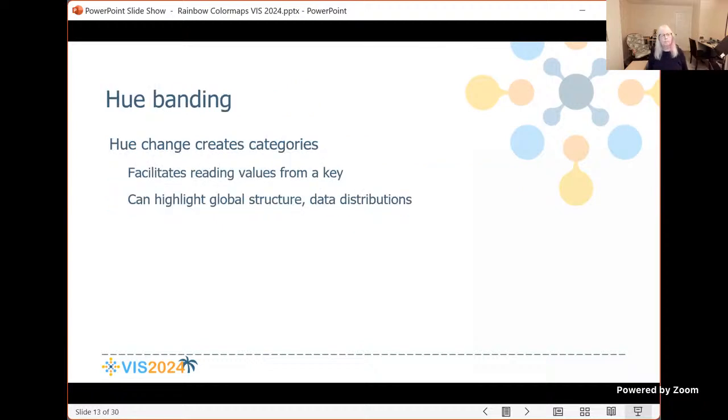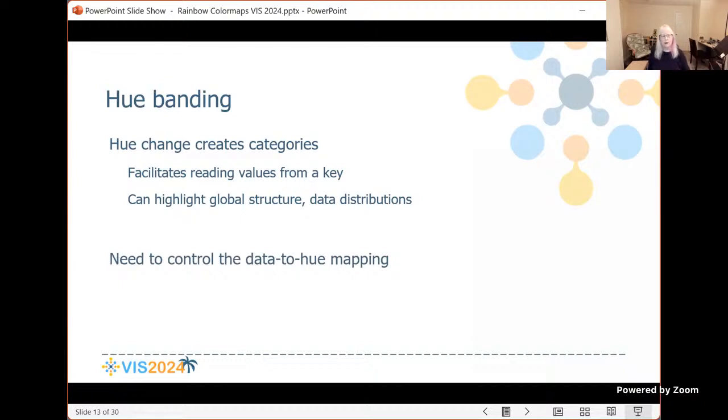Now, hue banding. Hue banding, I think, is actually pretty good. Hue change creates categories. We know categories are great for cognition of color, that they group, they're memorable. That's why they work for categorical color maps. It also facilitates reading values from a key, and it can highlight a global data structure and data distributions. The problem with the rainbows, especially the classic ones, is that the hue banding tends to be arbitrary, and that's bad. But you can fix that if you control the data to hue mapping and make it have semantic meaning.